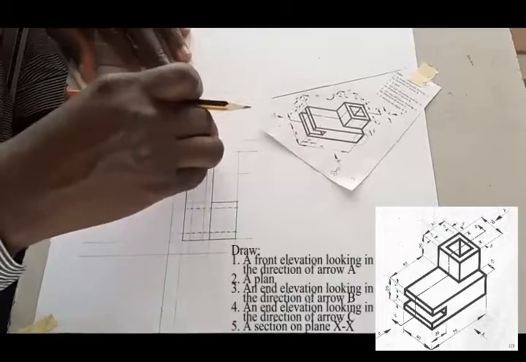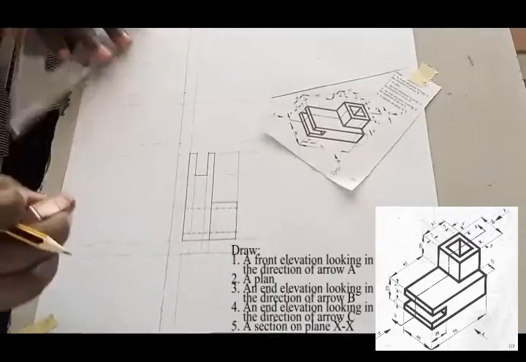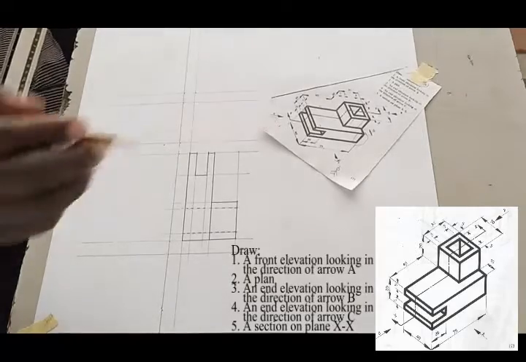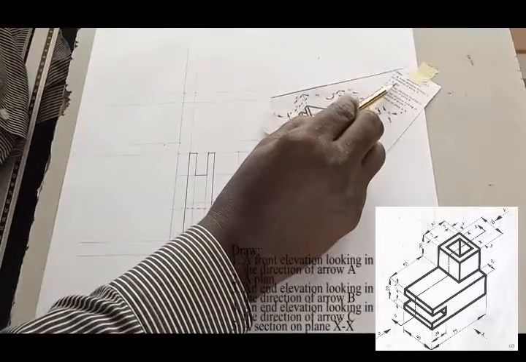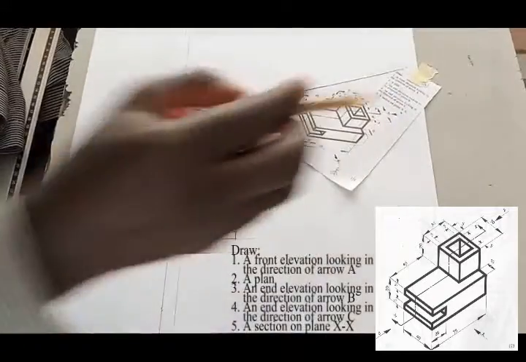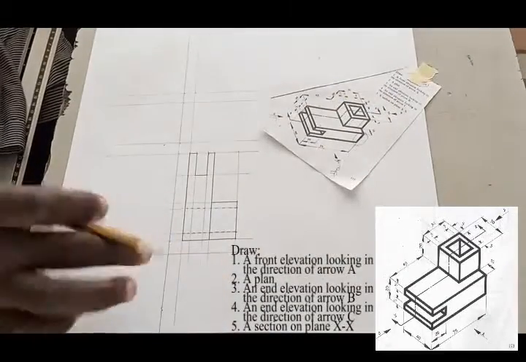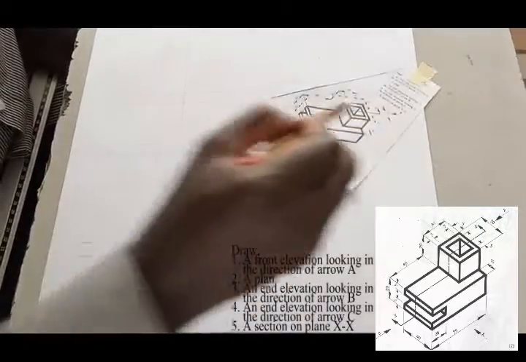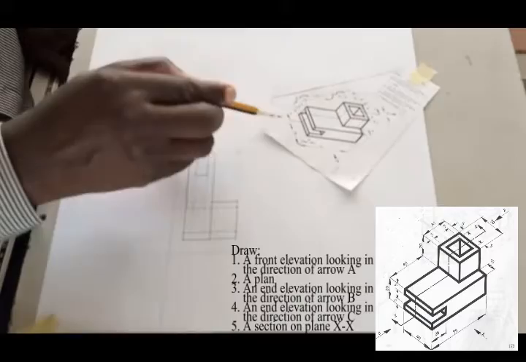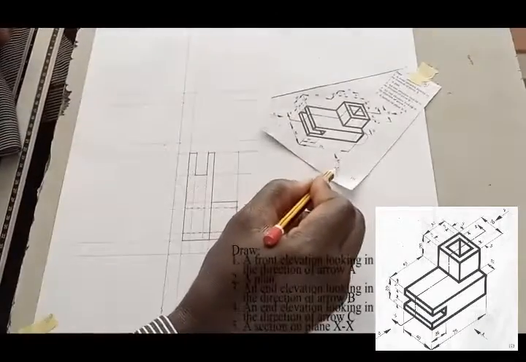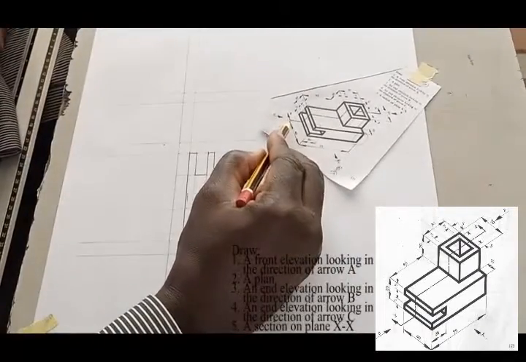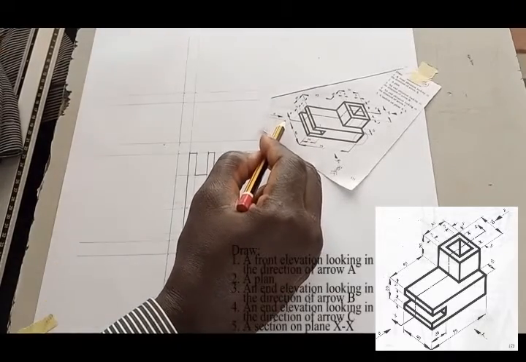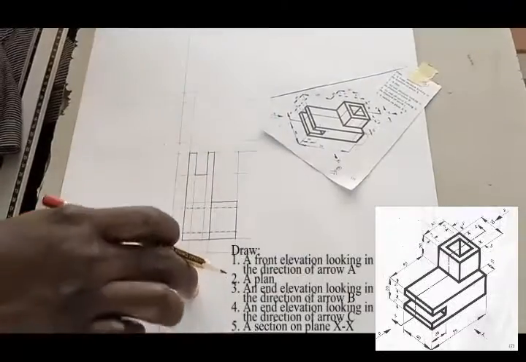So now that we have drawn the front elevation, the next is for us to now draw the plan. Before we draw the plan, we can start with the plan, but we can use the side elevation to get the plan. So let us draw the elevation looking in the direction of arrow C. That is from the left. If you are standing here, this is by your left, you are viewing it in this direction. You now draw to the right, so that means that one will be here.